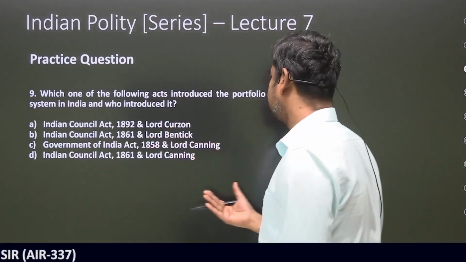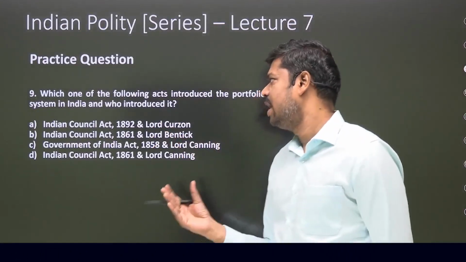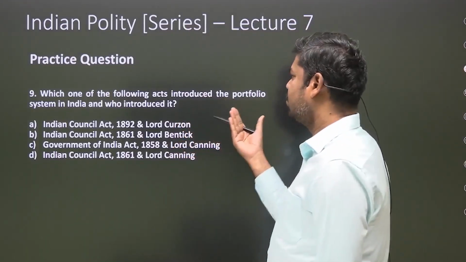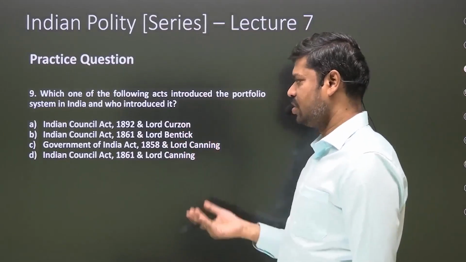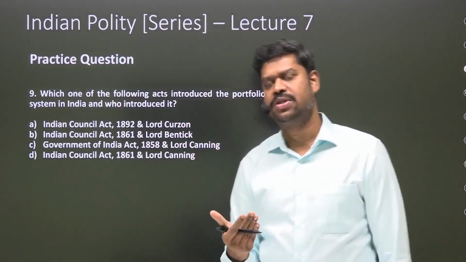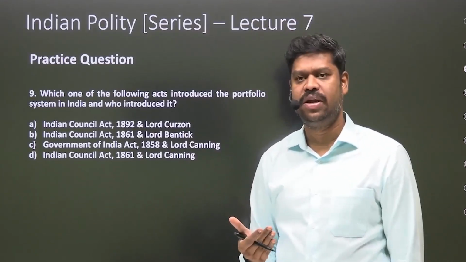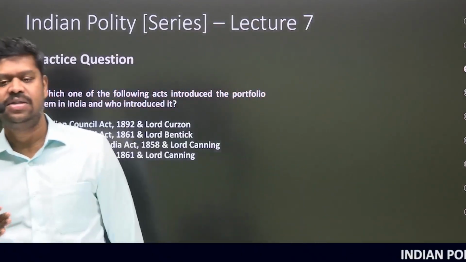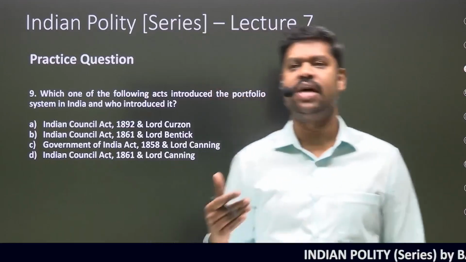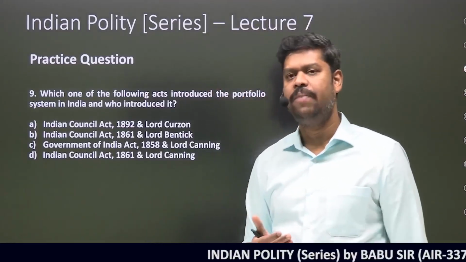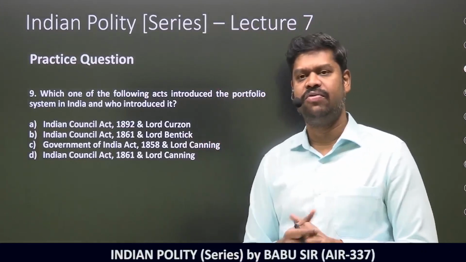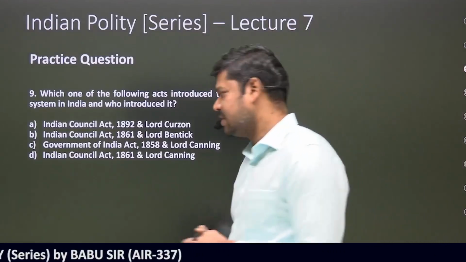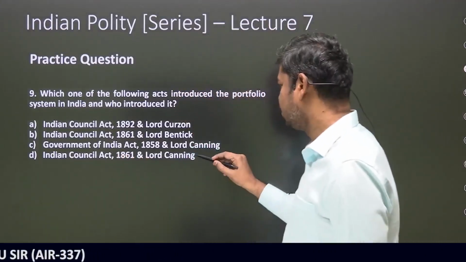Which of the following acts introduced the portfolio system in India, and who introduced it? That's another question. Which act introduced the portfolio system? The act that introduced the portfolio system in India is the Indian Councils Act of 1861, and it is this act which gave what is called statutory recognition to the portfolio system in India. And who was the Viceroy of India at that point of time? It is none other than Lord Canning. So the right answer is the Indian Councils Act, and the Viceroy is Lord Canning.